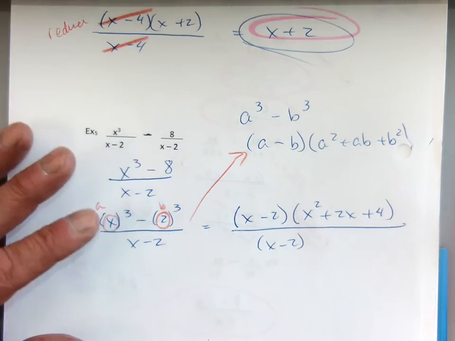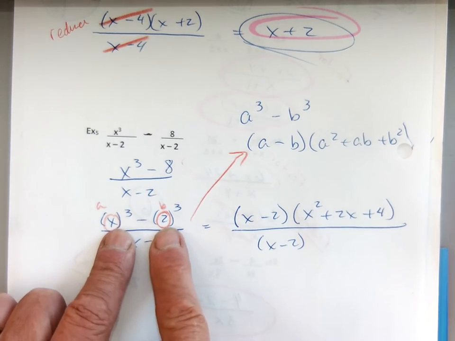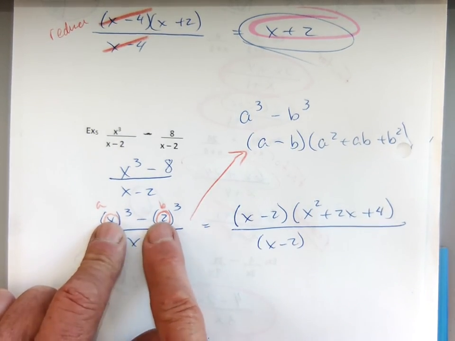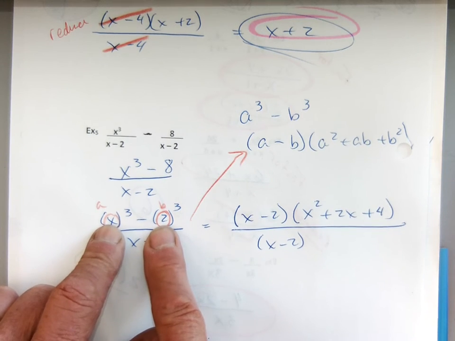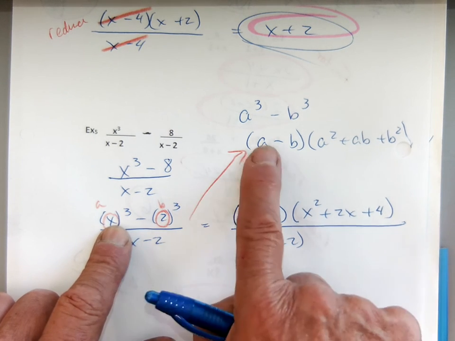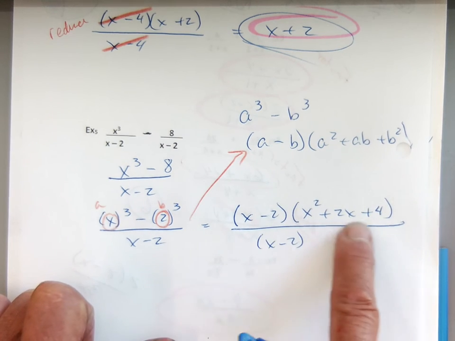Okay, let's just think about what I did. I took x and 2 and plugged them into my a's and b's. So take a moment to look at it, okay? Take a moment to process what I did. X and 2 become my a and my b, okay?